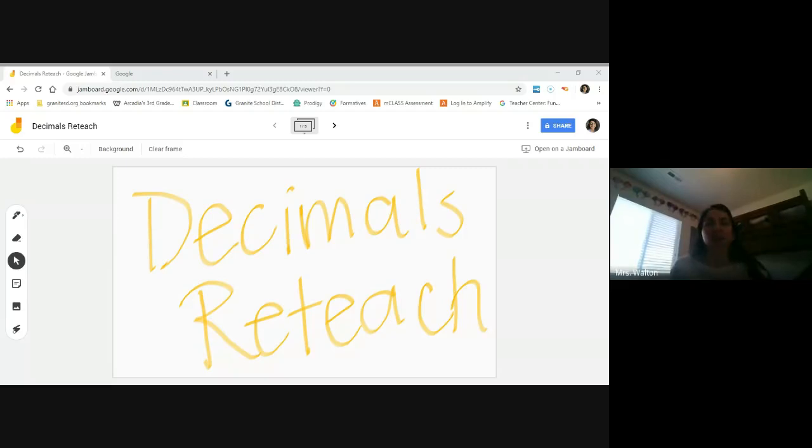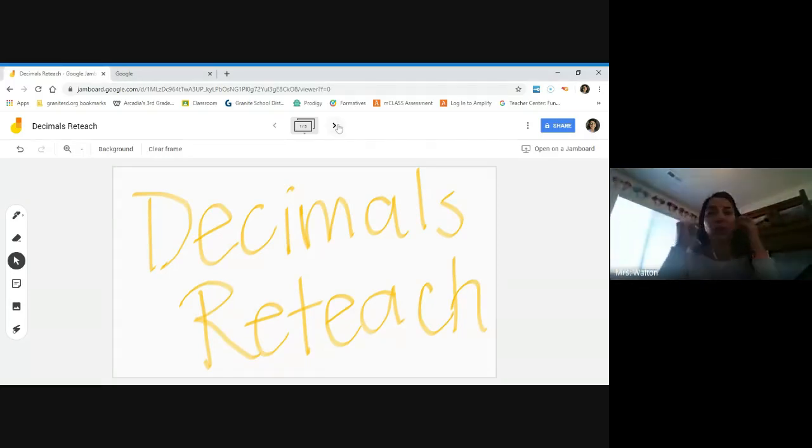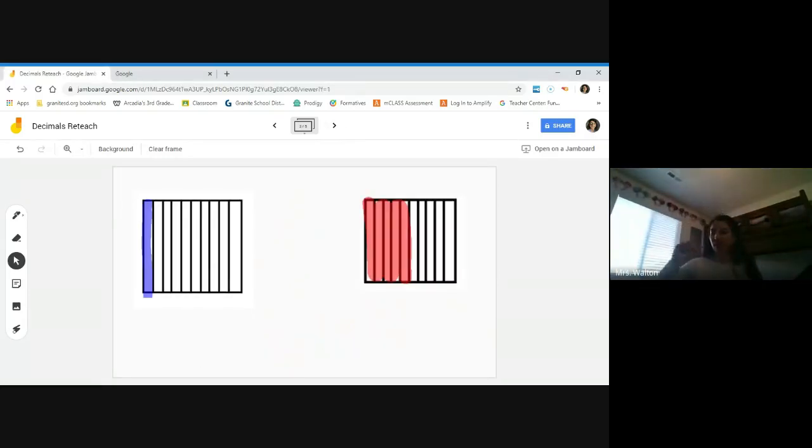Next couple levels for decimals, they look like this. So you're just comparing, and you guys know how to compare two numbers. So the only difference is we're comparing decimals here. And you have models, so you can either look at this as a fraction or a decimal.